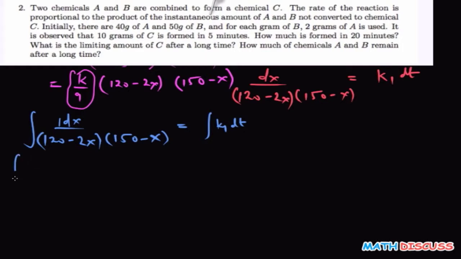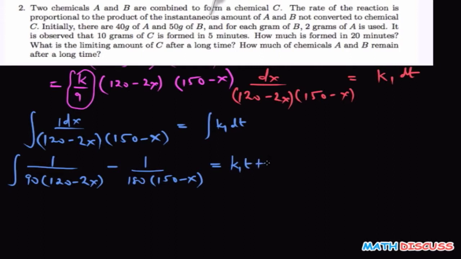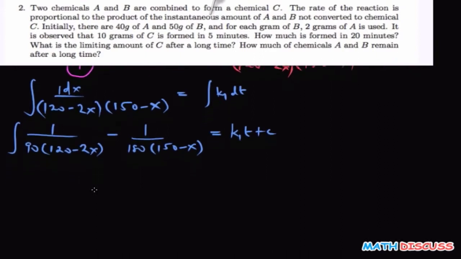fraction, what you would obtain is going to be 1 over 90. So you need to confirm this anyway. 120 minus 2x minus 1 over 180 into 150 minus x. That is what you get. So this equals, when you integrate this, you have k1t plus the arbitrary constant. But then you observe again, you observe something very, very close here.